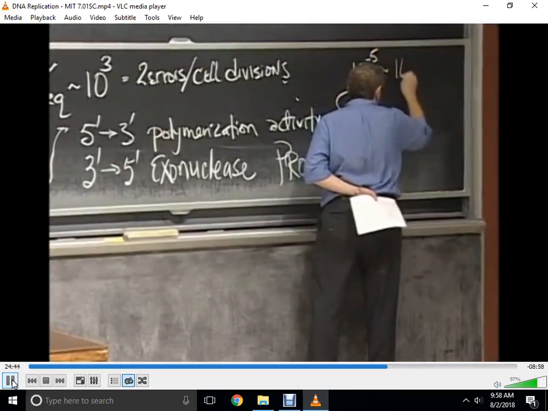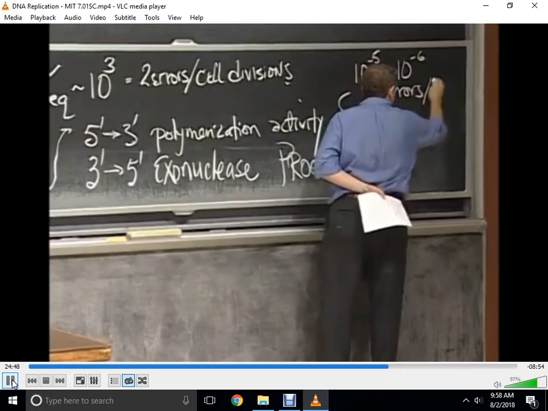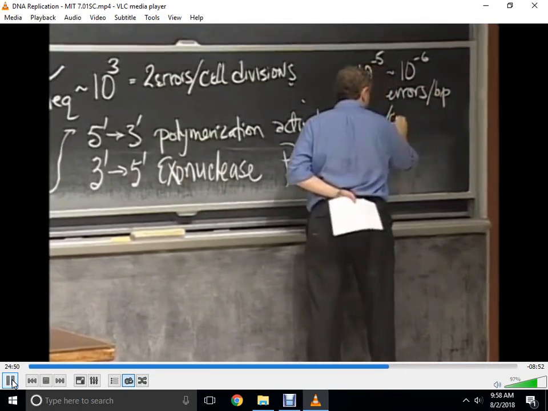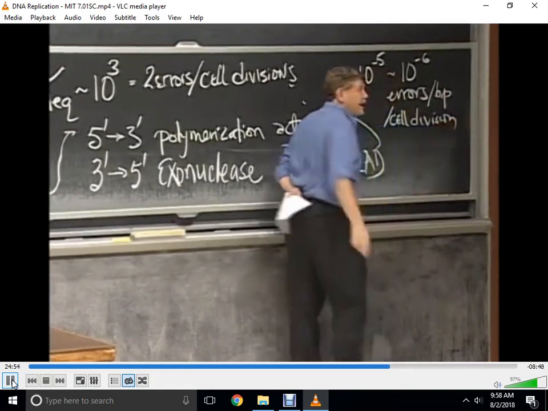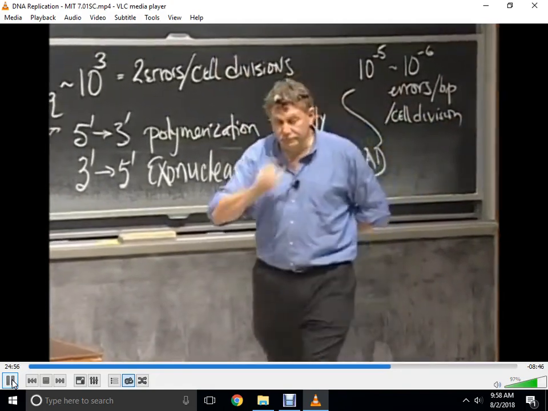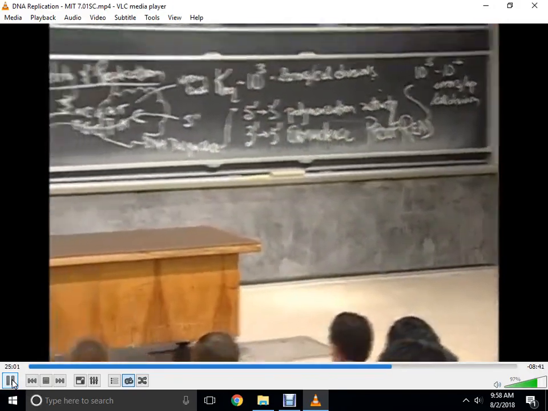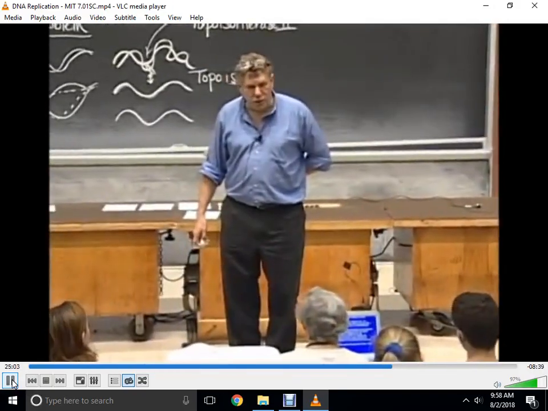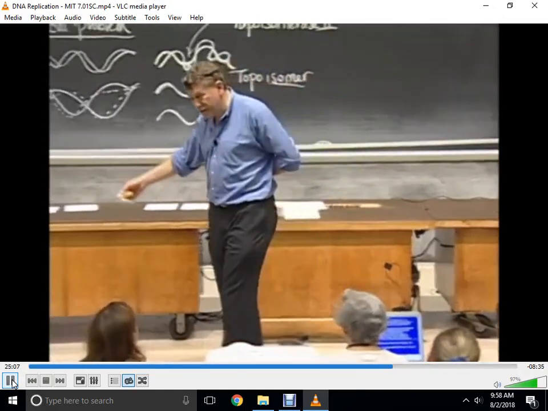It's only making on the order of 1 error per million, per base, per cell division. Now are we satisfied? No. Not good enough because, you know, you have 50 cell divisions to make, and some cells go through many, many more cell divisions.